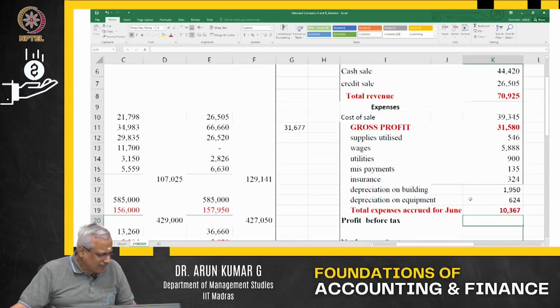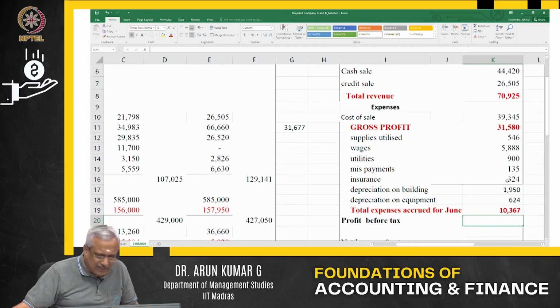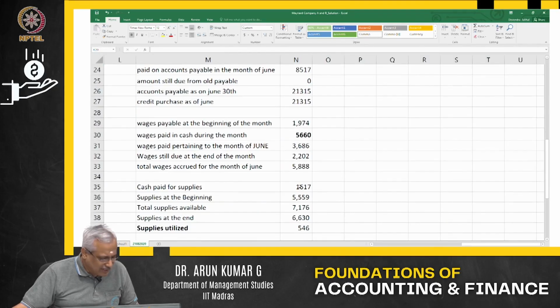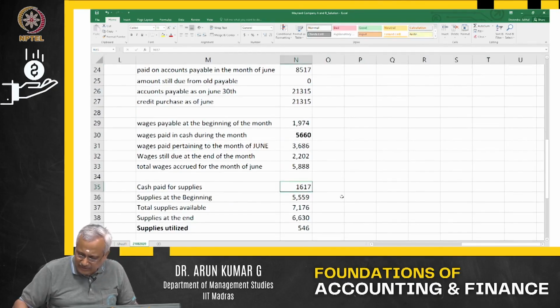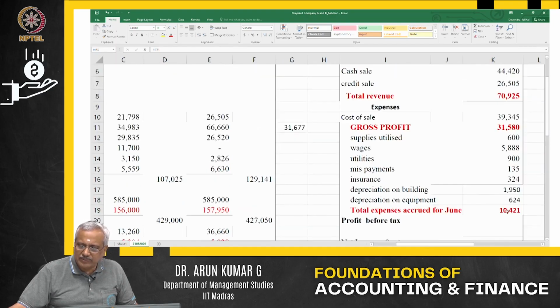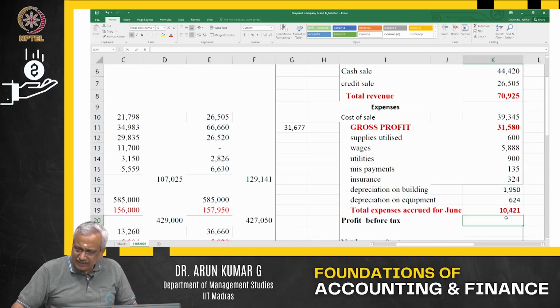Total expenses. Let me check if all the figures are right. I see that I made a small mistake when I entered the supplies. It is not 1617, it is 1671. So, that is 600 out there, and this is what basically happens. Now, this is the profit after tax. What is the profit after tax? Gross profit minus your expenditure is profit after tax.